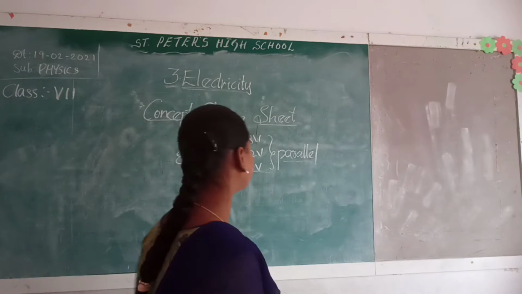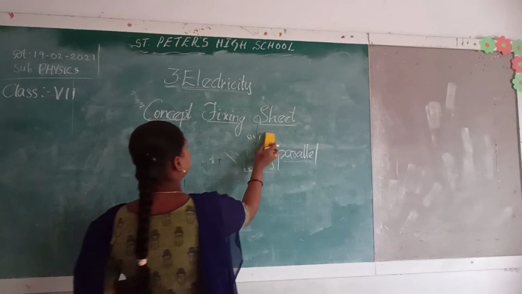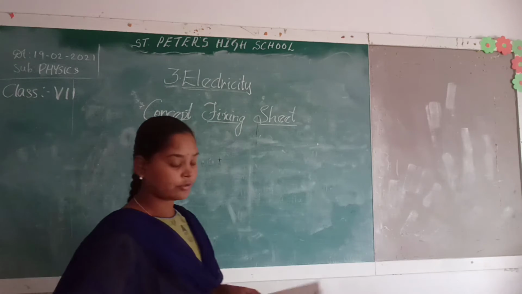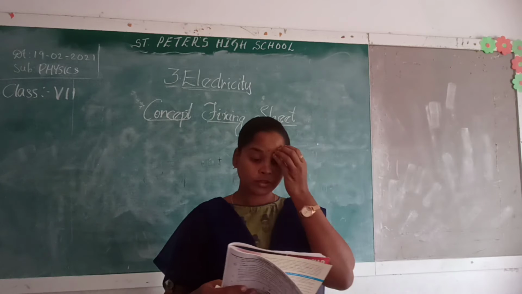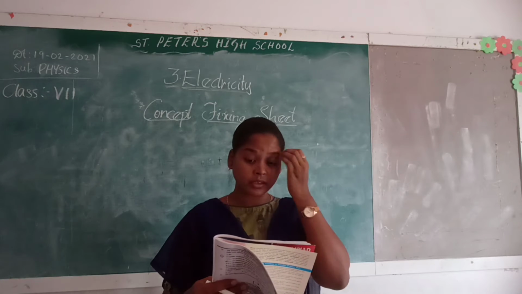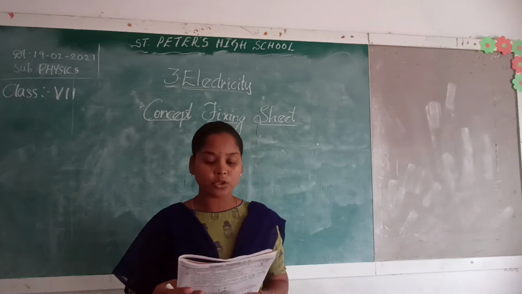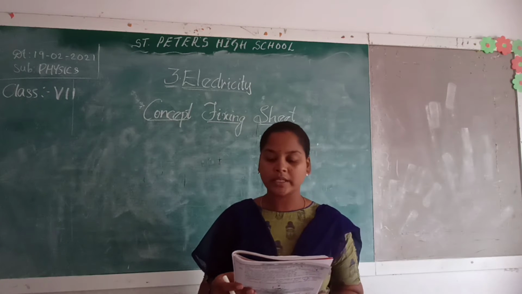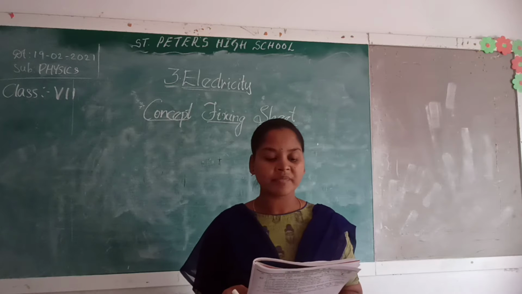Next one. Almost all the sums are repeated. We did them in the concept based sheet, no? So a charge of 300 coulombs flows through a conductor for 8 minutes 20 seconds. Find the magnitude of current.